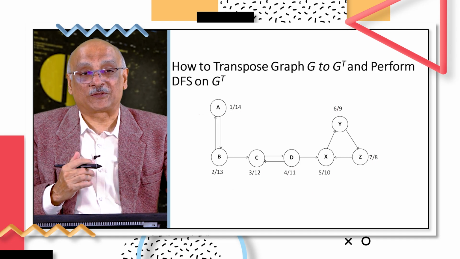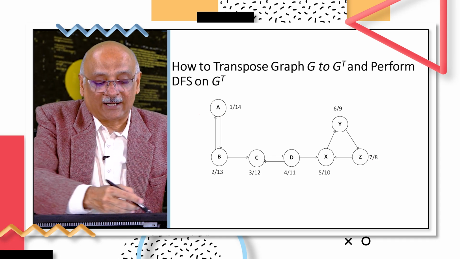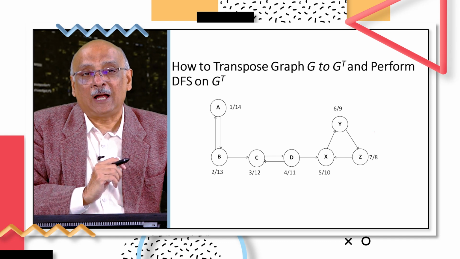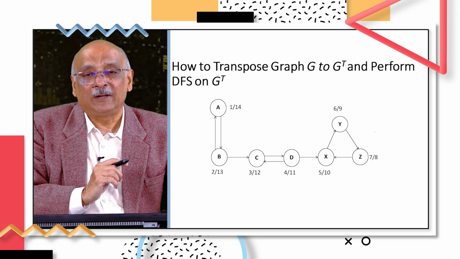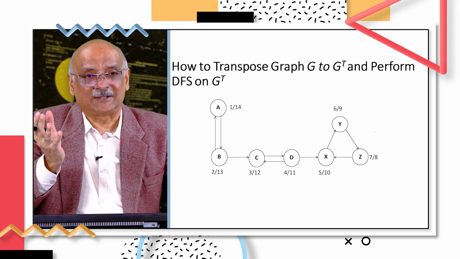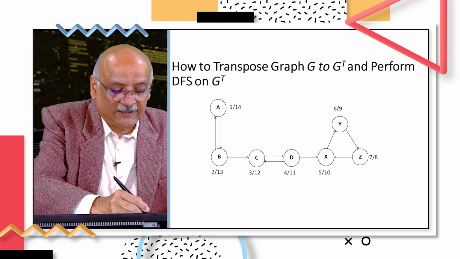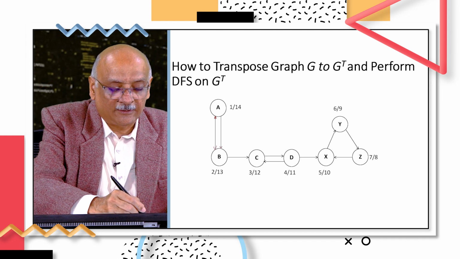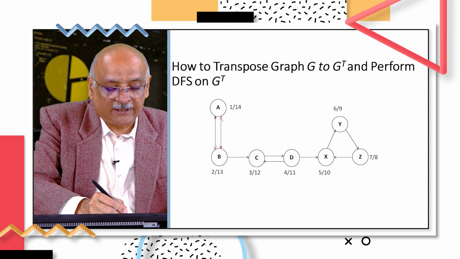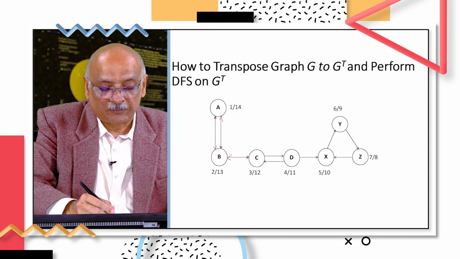Let's transpose. How to transpose? This is my graph, and now I want to transpose this particular graph. How am I going to transpose it? As we discussed, reverse all the edges. That means we'll cancel this direction over here, and the direction of this will become this. This direction will get cancelled, and now the direction is over here.